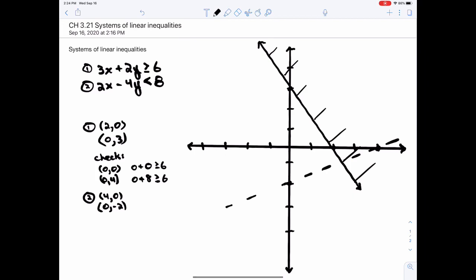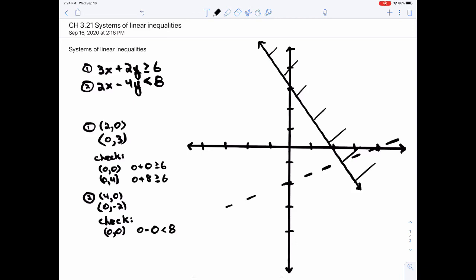Okay, now let's pick a point on each side. We're going to do them individually. When I'm doing the first one, I'm not even looking at the second one. When I'm doing the second one, I'm not even looking at the first one. So let's pick (0, 0) and see if (0, 0) works in the second one. So that gives us 0 minus 0. Is that less than 8? Yes, it is. So we'll probably shade the half with (0, 0), but let's pick one on the other side to make sure.